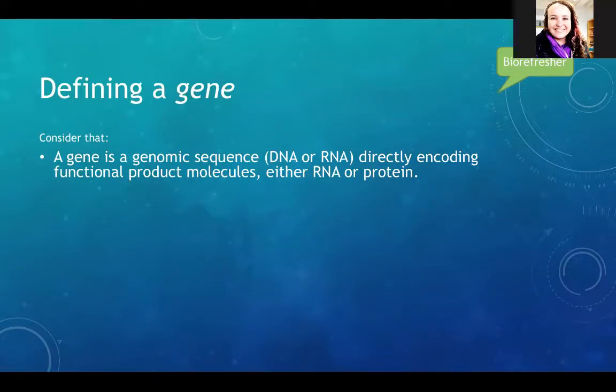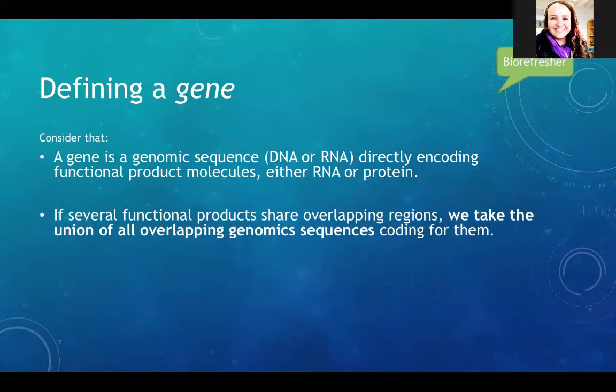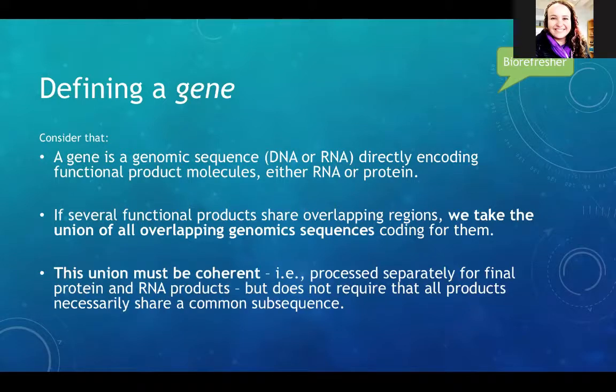I know that there's a lot of argument, 150 years' worth of discussions, on what a gene is. And so for the purpose of annotating a gene in Apollo, we're going to consider a gene as the genomic sequences that directly encode functional products. And if there are several of those functional products that are sharing overlapping regions, then we're going to take a union of all of those overlapping sequences that are coding for them, and we're going to make sure that this union is coherent. So these products can be separately processed, but it does not require that all products necessarily share a common subsequence.